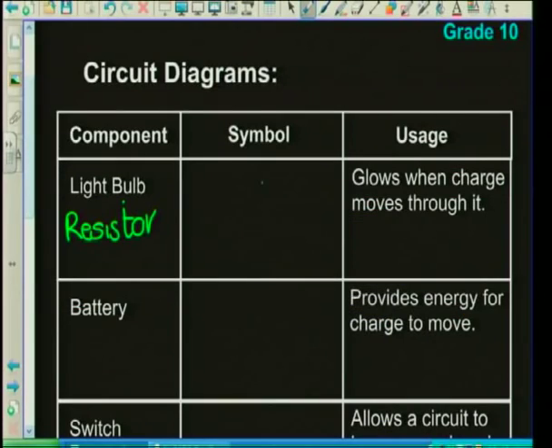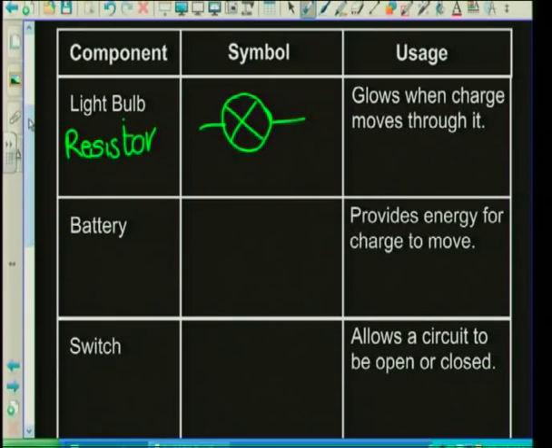I'm hoping you're all screaming at the TV going, I know what it looks like. It's a circle with a cross in it. And remember, we must have the connectors. So it's a little bit like an X-Man circle. That's a terrible circle. Okay, please, you're drawing on a piece of paper and you're drawing flat, so yours will actually look really nice. Now, the next one is a battery. Please, grade 10s, here you've got to make a distinction between a battery and a cell. So this is what I'm going to do here.